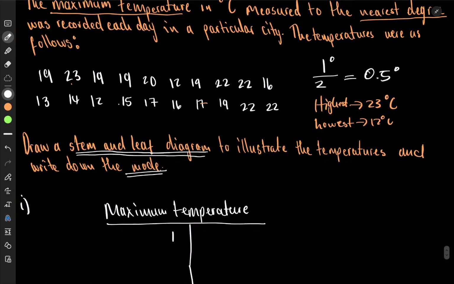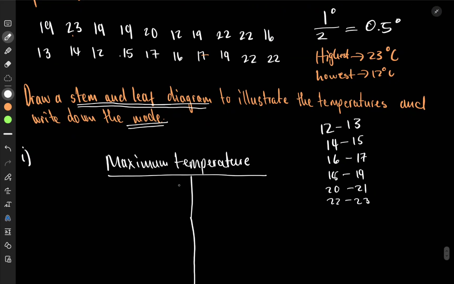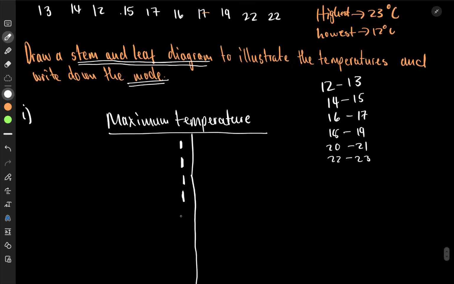Okay, so I know that I'm going from 12 to 23. I can say 12 to 13, then 14 and 15, then 16 and 17, then 18 and 19, then 20 and 21, then 22 and 23. Yes, it works. Now I have nice groups. So I'm going to have 1. The next one is 14 to 15, it's a 1 again. 16 to 17, it's a 1 again. 18 to 19 is a 1 again. 20 to 21 is a 2. 22 to 23 is a 2.